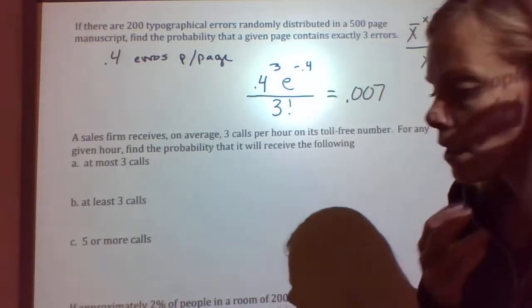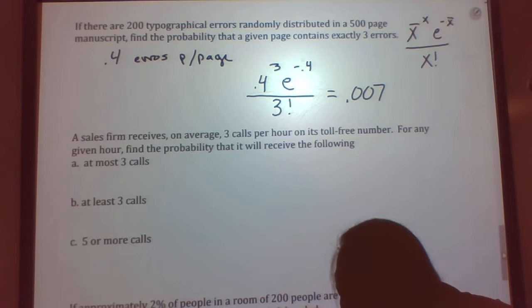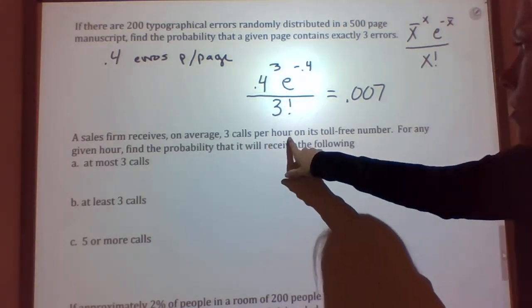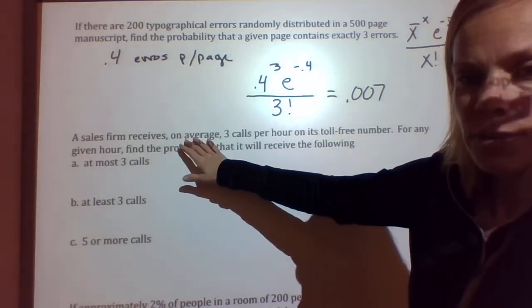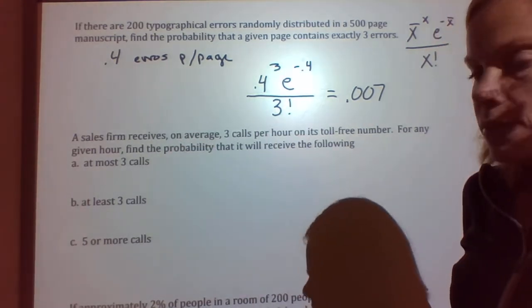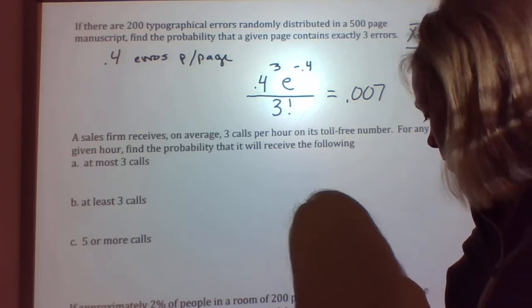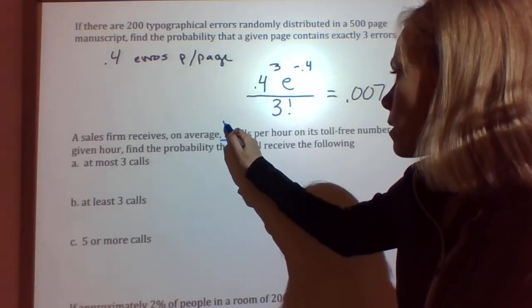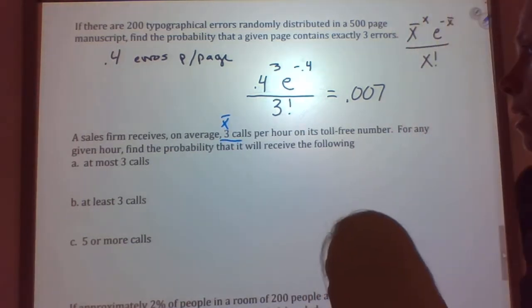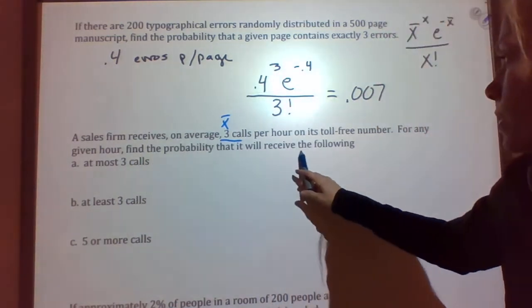Okay, let's try another one. A sales firm receives on average 3 calls per hour. See how it tells me an average? I already know that there's an average here, 3 calls per hour, so that is my average. For any given hour, find the probability to receive the following.